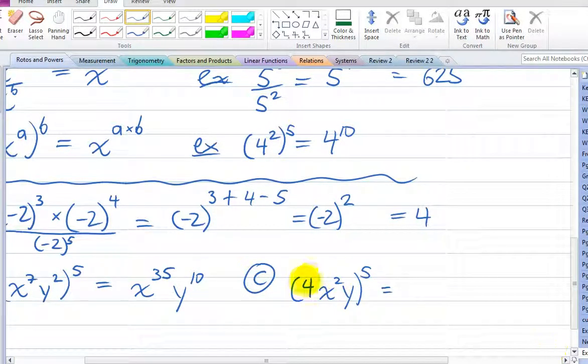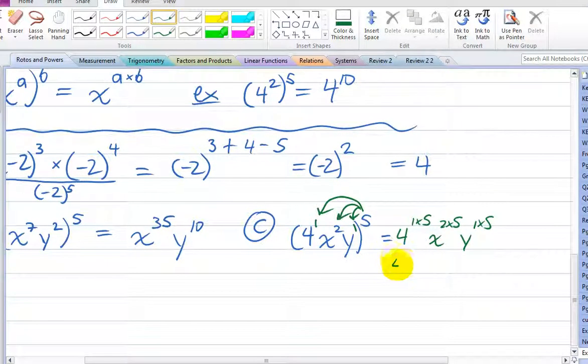What's the exponent on the 4? We don't see it. It's never written, but it's always there. 1. Don't forget about your hidden 1 exponent. What's the exponent on the y? 1. So what do we have to do with the 5? Multiply it in. Okay. So it's going to be 4 exponent 1 times 5, x exponent 2 times 5, y exponent 1 times 5.